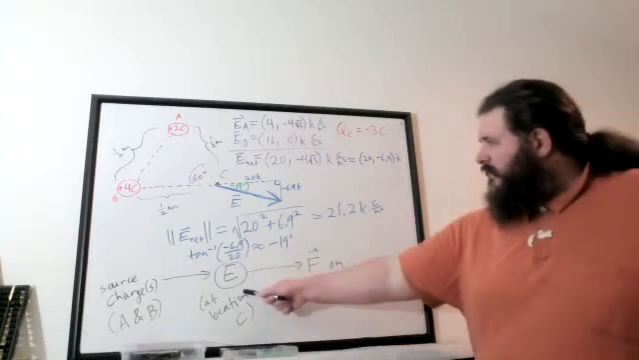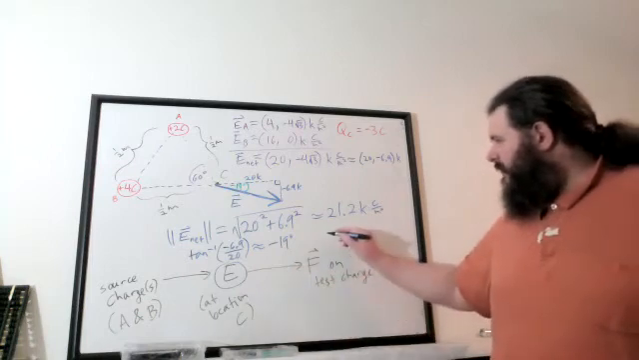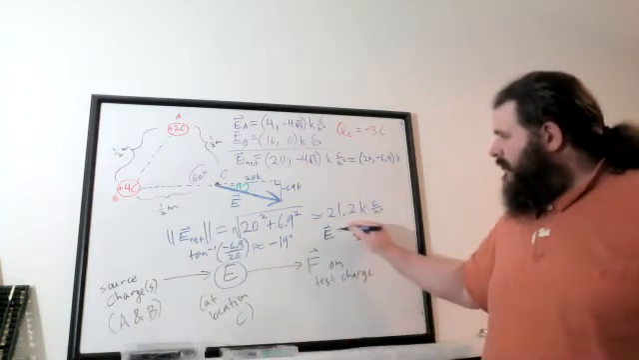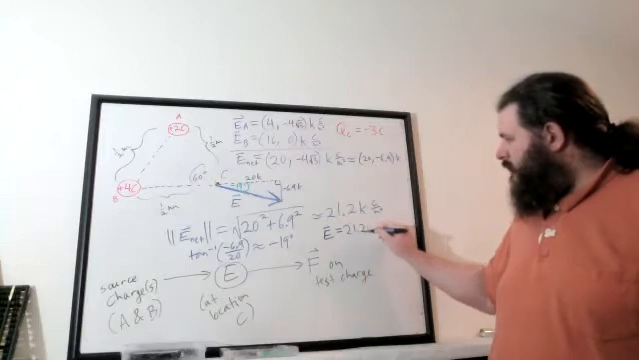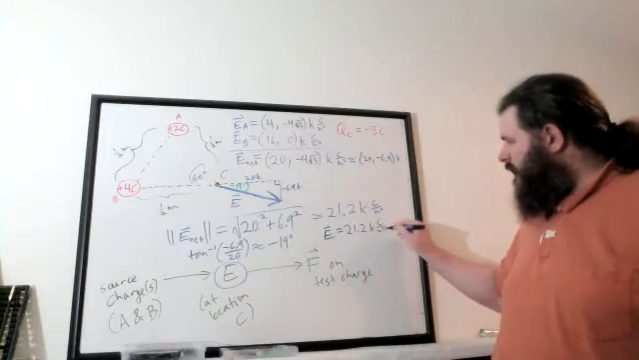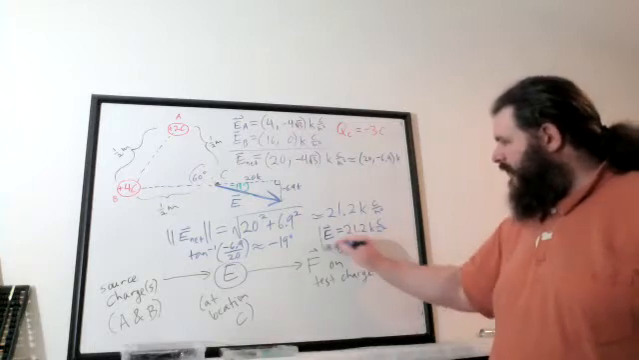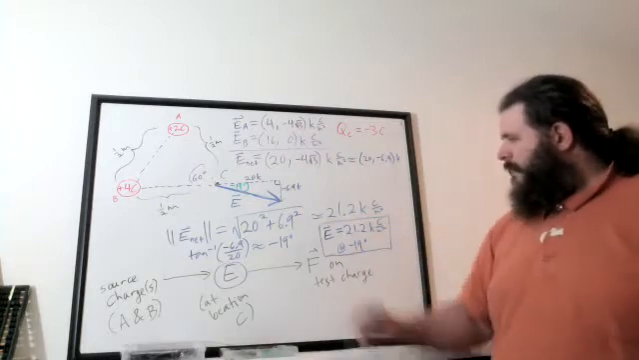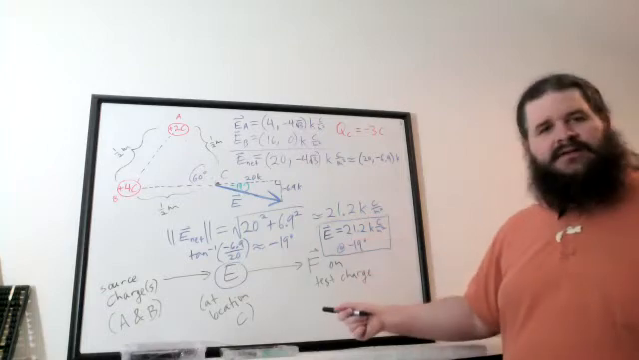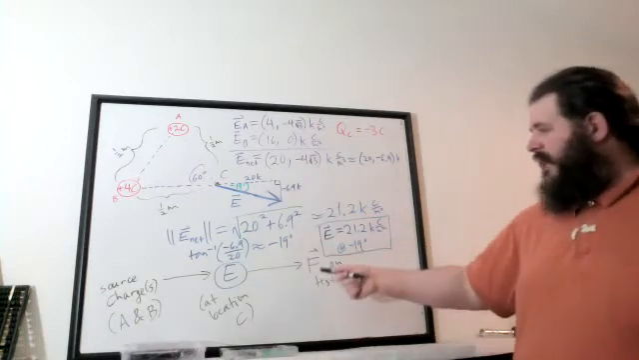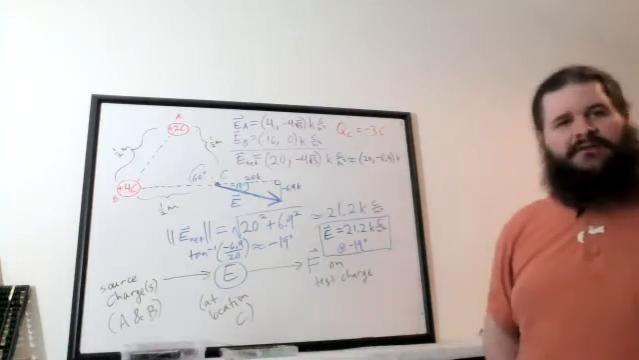So we now have the electric field. We can say the electric field at C is 21.2 K coulomb meters squared at an angle of negative 19 degrees from the x-axis. How do we convert that electric field at that empty point in space into the actual force on charge C that we've been ignoring?